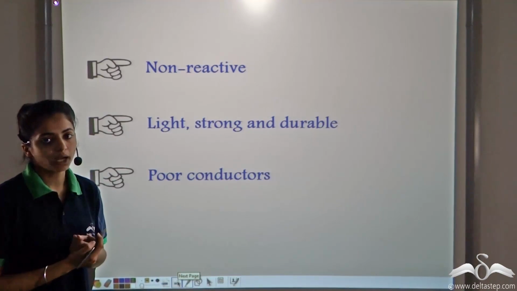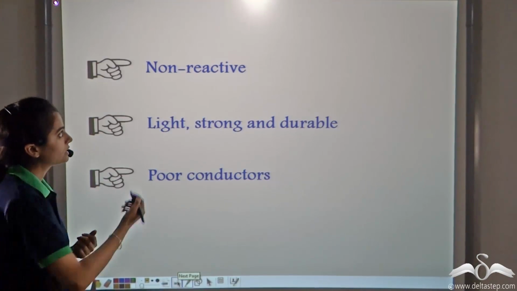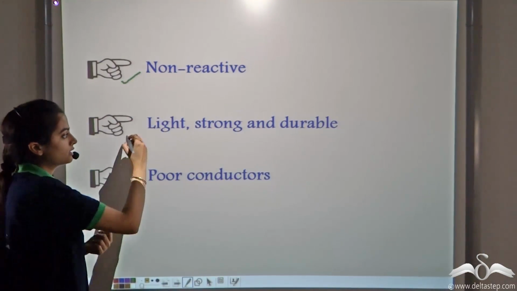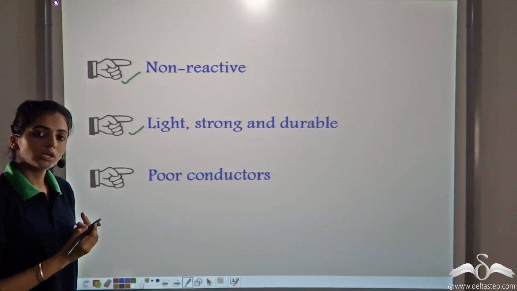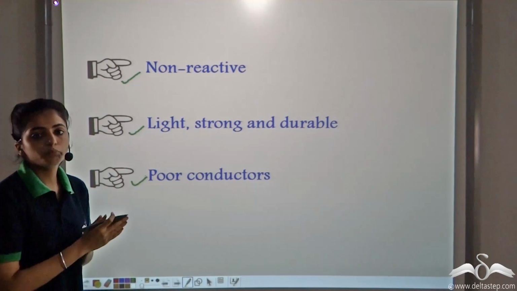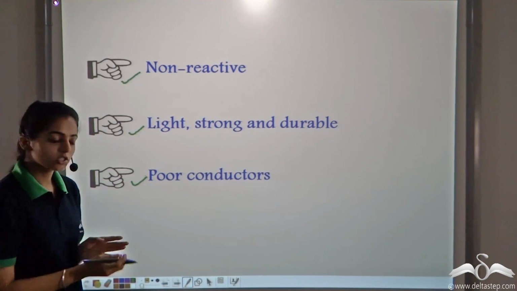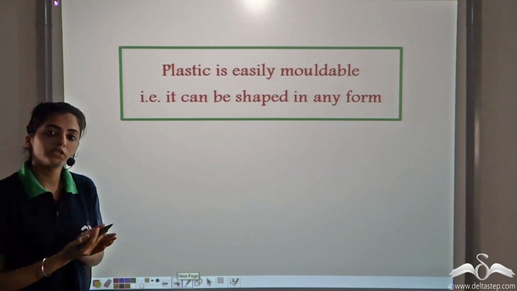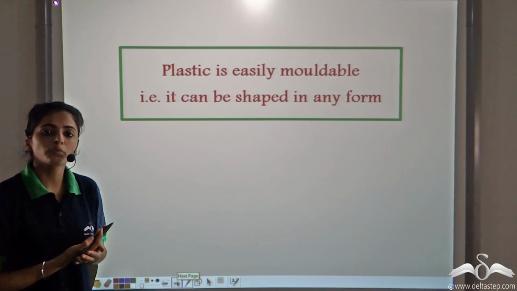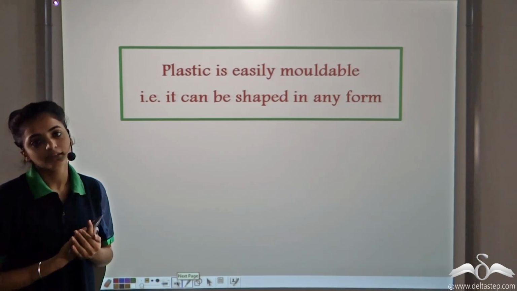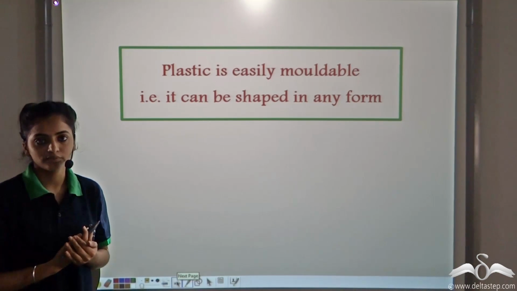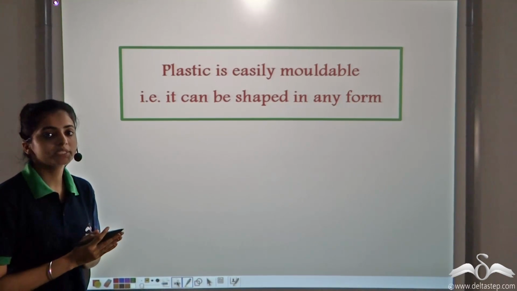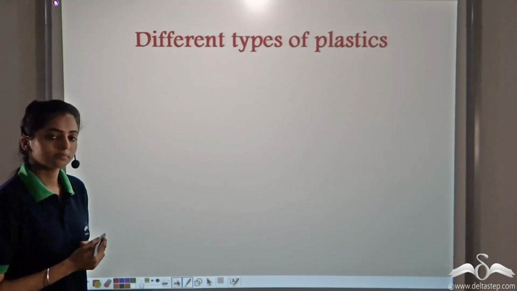Some properties of plastics that you know, it's that it is non-reactive, it is light, strong and durable, and they are poor conductors. Also, plastics can be easily molded. We can give them different shapes, and hence they are used for making a number of articles that we use in our daily life. Now there are different types of plastics.